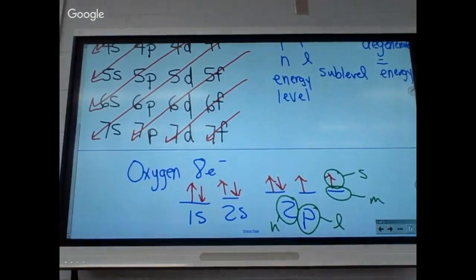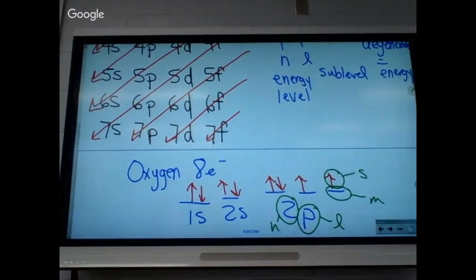Why do we have 3 lines again? Because the P sublevel has how many pictures? All right, 3. And if you add a D, D has how many pictures? So we draw 5 on a D. Can we do another one? Yeah.